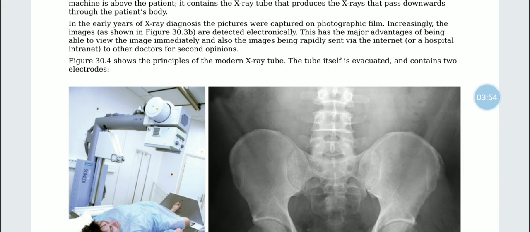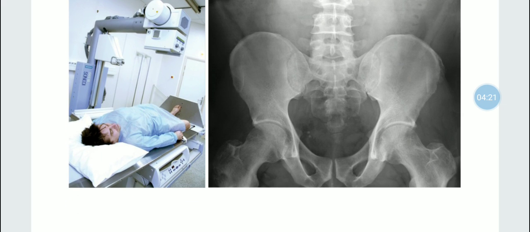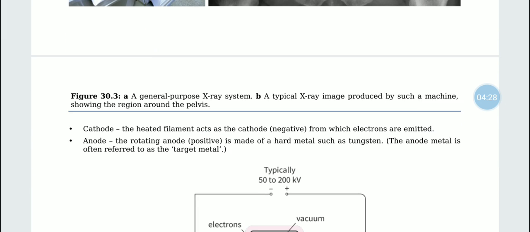Earlier, and even now in Sri Lanka, these X-rays are captured on photographic film. Now they are generally taken electronically, so they can be transferred through the internet or just emailed to someone without having the option of taking it onto a plastic card. So this is a pelvic joint that is shown.